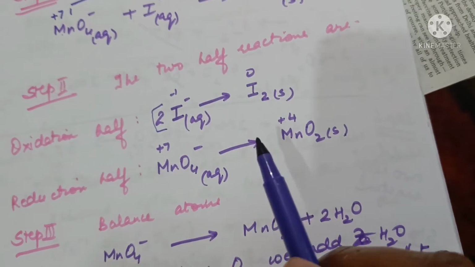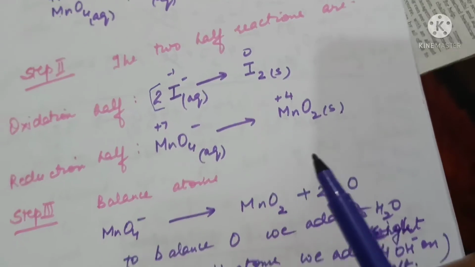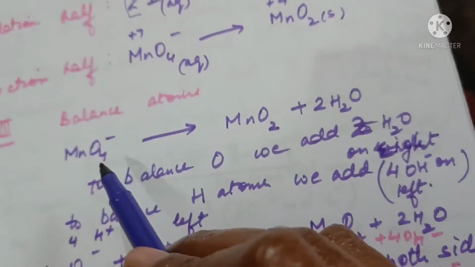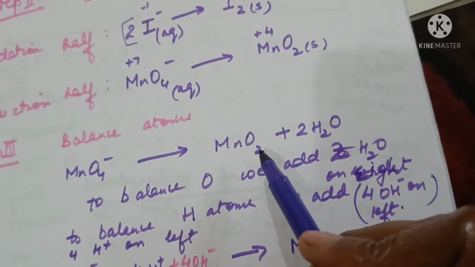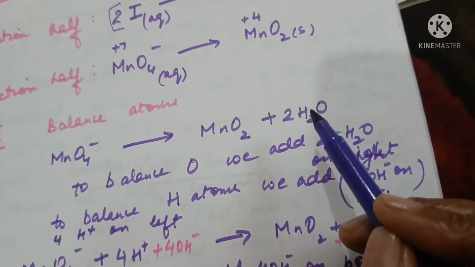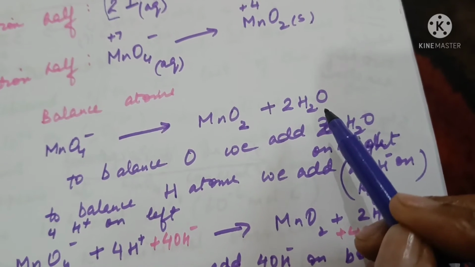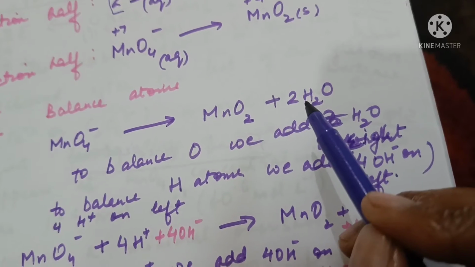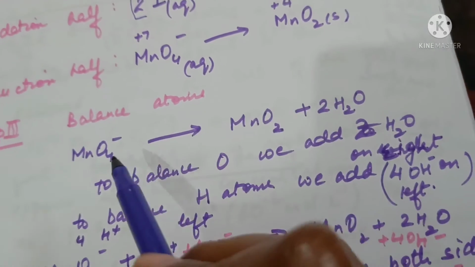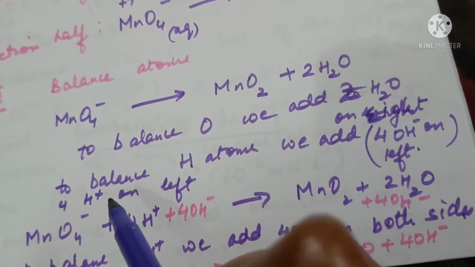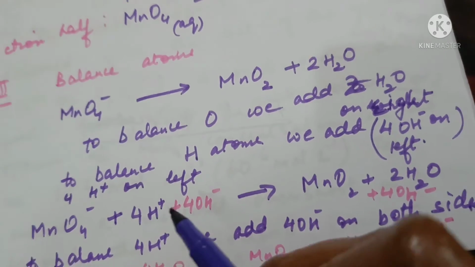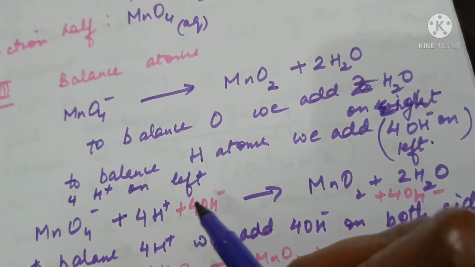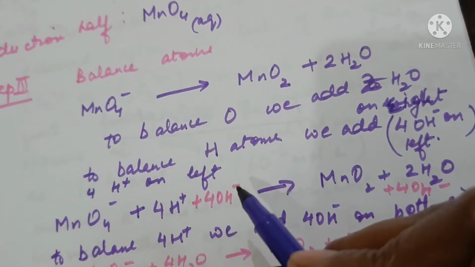Next step is to balance the number of oxygen atoms. So to balance the number of oxygen, because there are 4 oxygen on this side and 2 oxygen on this side, to balance oxygen atoms we add 2 water here. Now there are 4 H extra over here and 4 H deficient over here, so we add 4 H plus on this side. But this reaction is taking place in basic medium. So we should have hydroxide ions here.